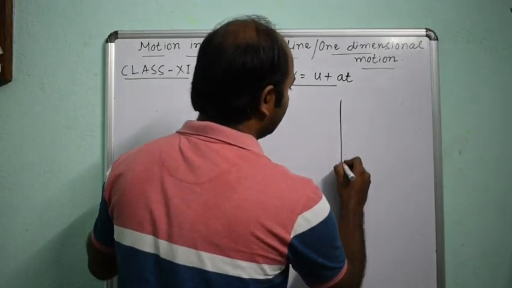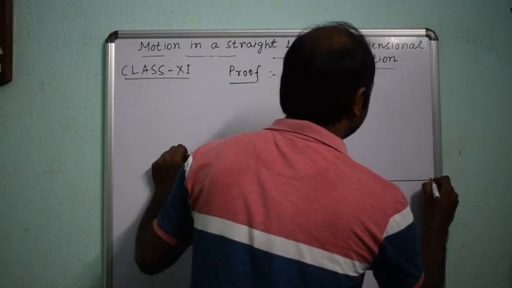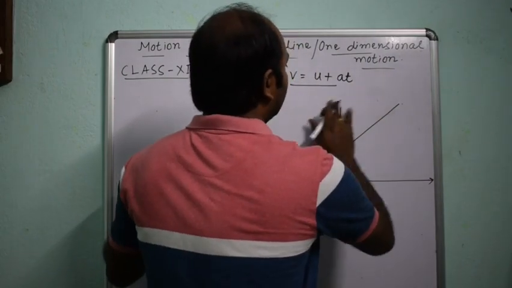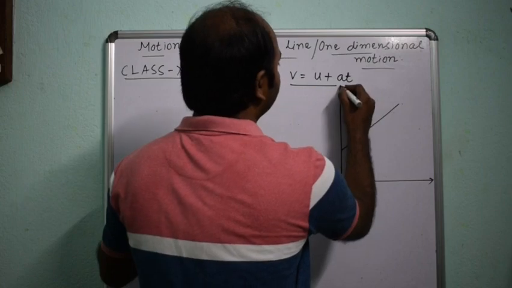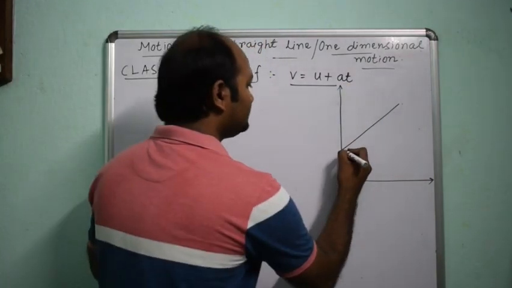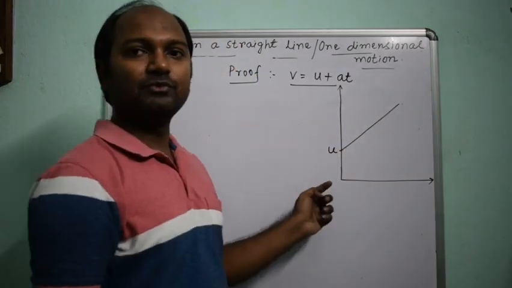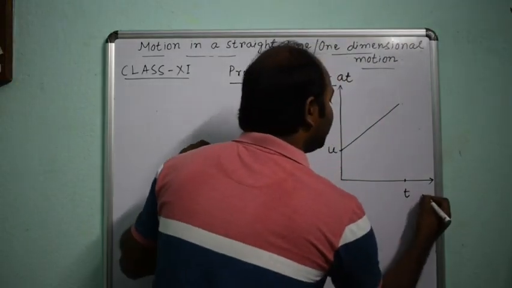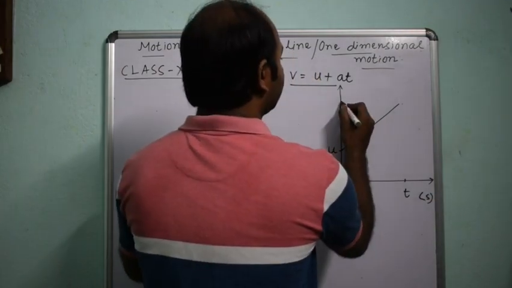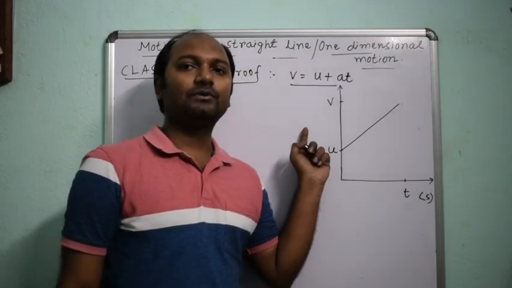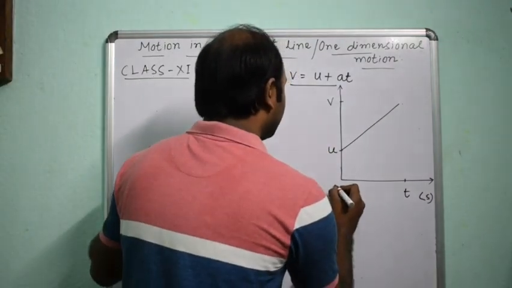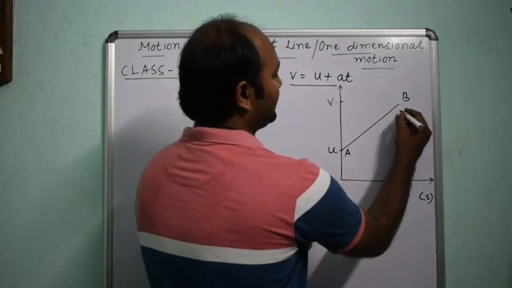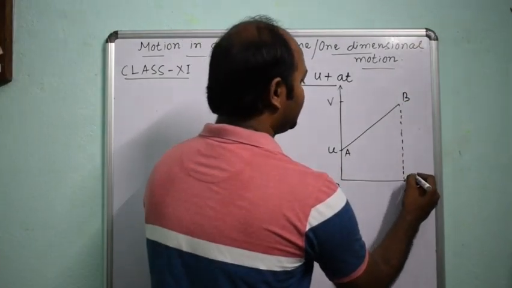Let an object be moving with initial velocity U. After t seconds, let its velocity reach V. Let this point be O, A, this point B, and this one C.